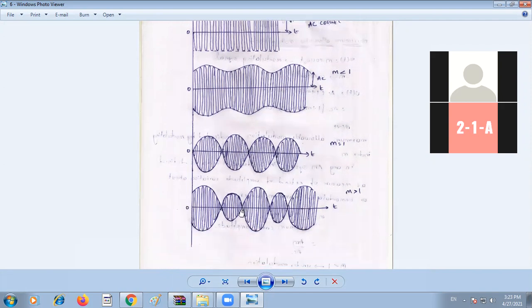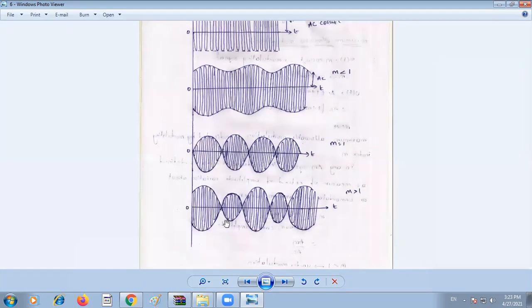When M is greater than 1, what is the V minimum value now? The V minimum value is negative. When it is negative, the envelope overlaps. This is the M greater than 1 condition. So the difference between these three conditions of modulation index is that at M less than 1, signal recovery is possible, accurate signal recovery, provided the M less than 1 condition.